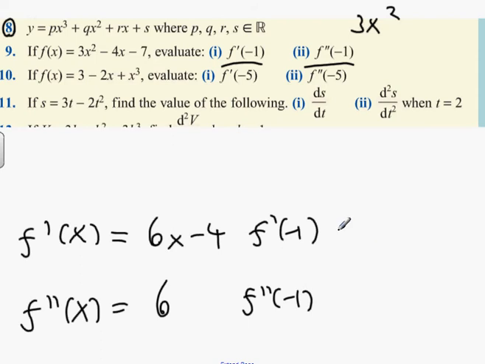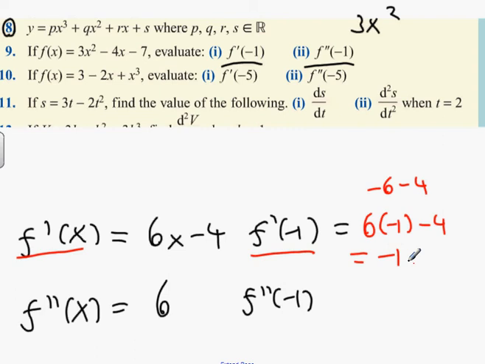Okay, now, the two questions are asking us for f dash minus 1 and f double dash minus 1. What do you think the difference is between f dash x and f dash minus 1? Sub in minus 1, and you get minus 6 minus 4, minus 10. Now, the second one has no x in it, doesn't it? So it just stays as 6. There's nothing you can do with it. There's no x to substitute, so you just have to leave it the same. Is that right? Many people got that out.